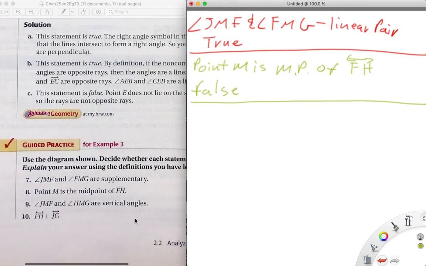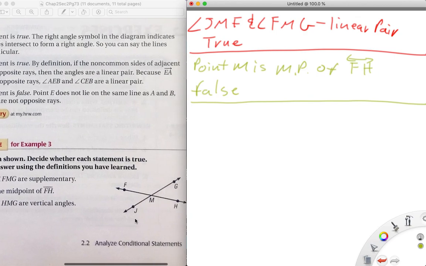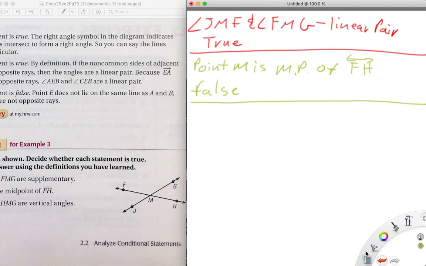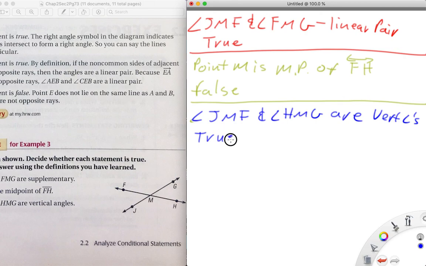Angle JMF and angle HMG are vertical angles. This is true because we have a pair of opposite rays that form the angle, so that's true.